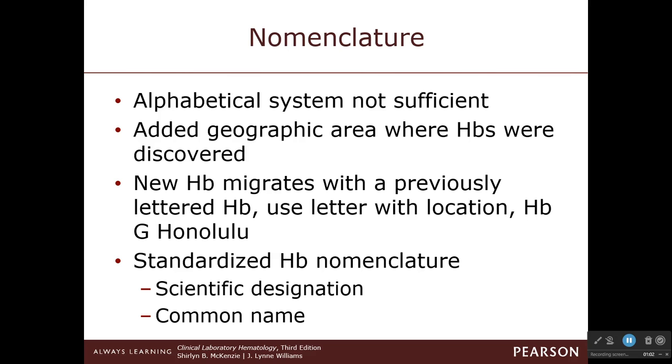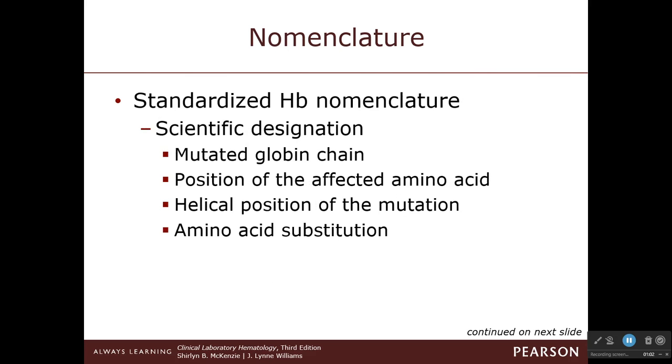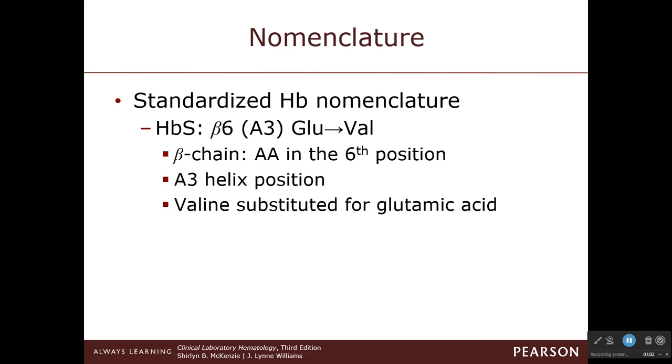Ooh, that hurts us, doesn't it? So we know the alphabet system is not good enough. So what they did is they had to come up with a scientific designation, a standardized designation. Basically, they looked at the gene that was mutated. So this represents hemoglobin S. This is the nomenclature. This is how it looks now.